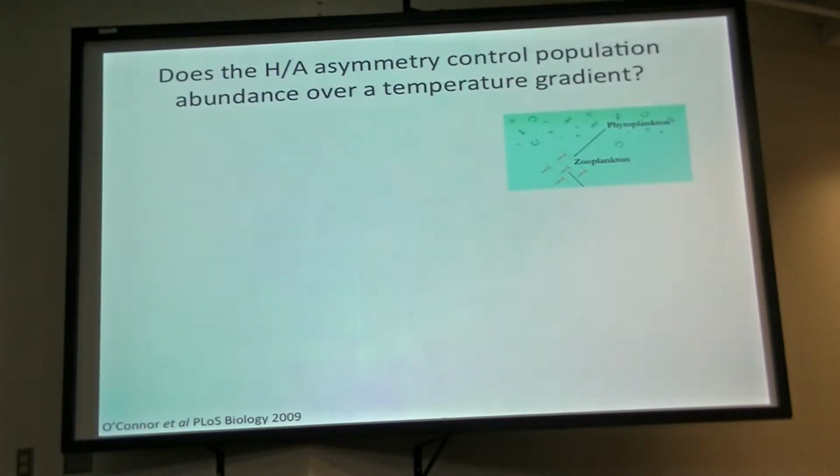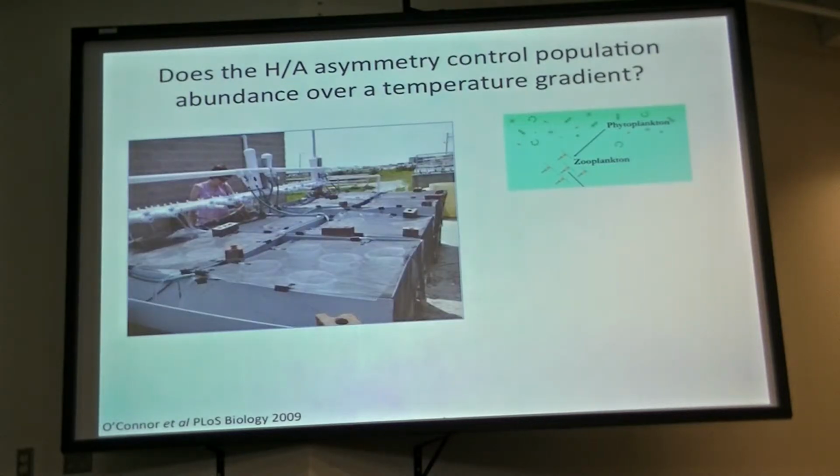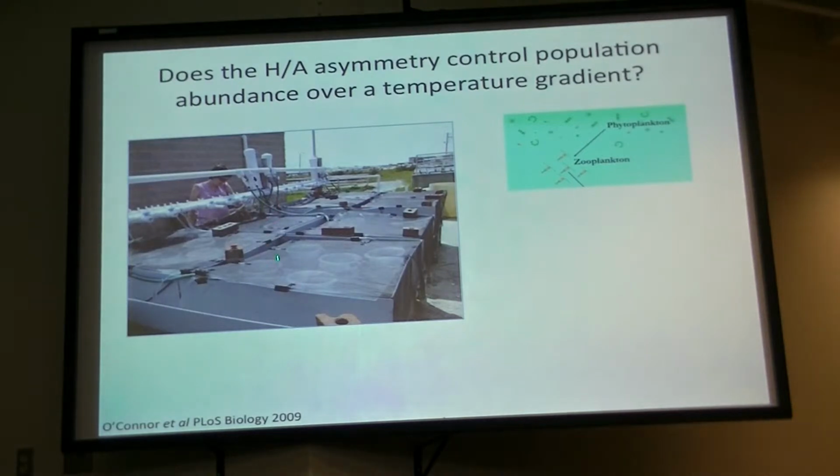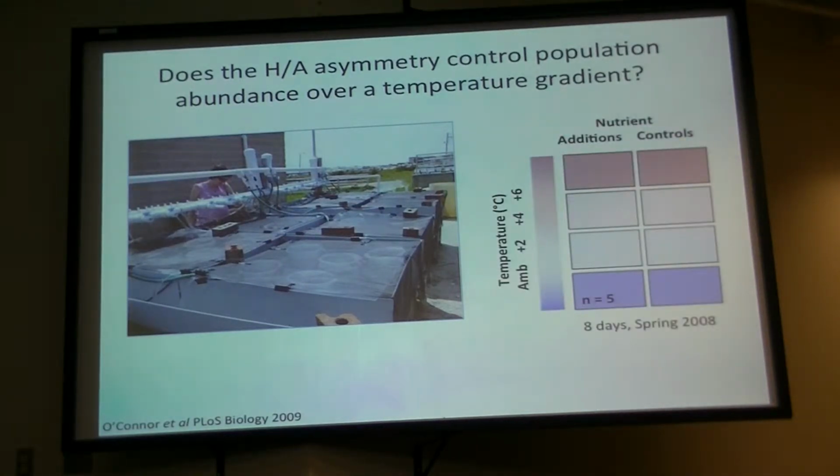And the question here was, does the heterotroph-autotroph asymmetry control population abundance over a temperature gradient? So using planktonic systems from the estuary where we worked, a bunch of mesocosms at different temperatures. The design was a nutrient addition and a nutrient control treatment. I'll just talk about the nutrient addition results, but you'll see the data for the controls, and we can talk about that later.